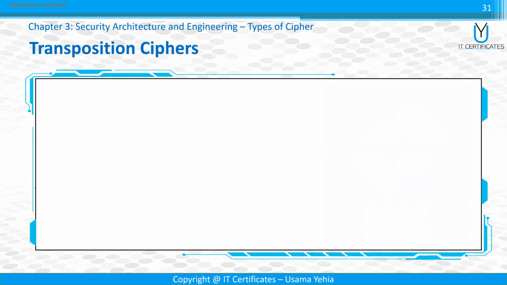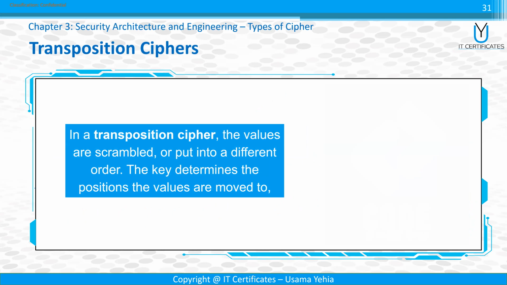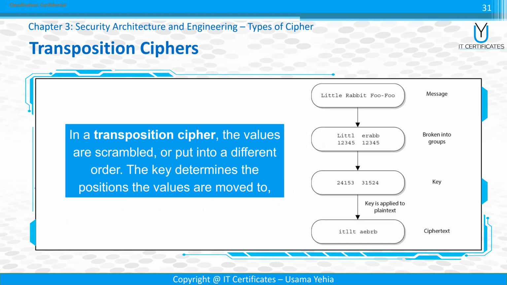What is the transposition cipher? Again, in transposition cipher, values are scrambled, or put in a different format. It will be the same characters as the original message. I will not substitute it. I will not replace it. I will not do any changes on it. But what I have to do is change its positions. Look here. The message here is little rabbit.